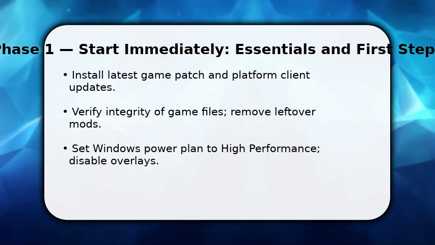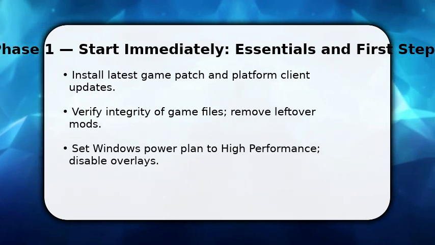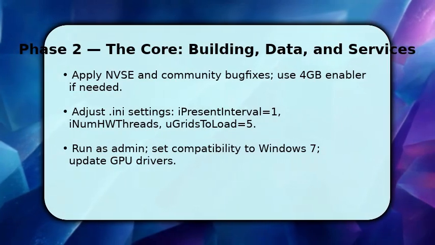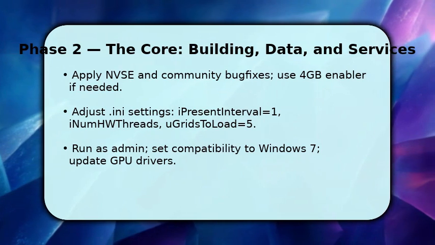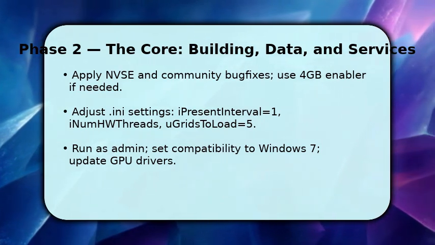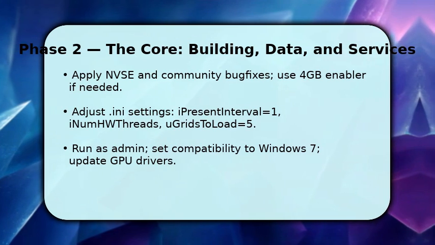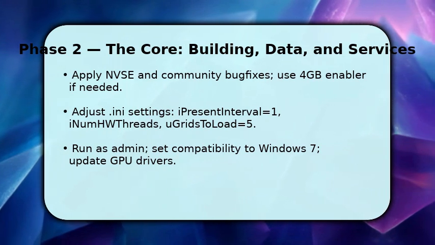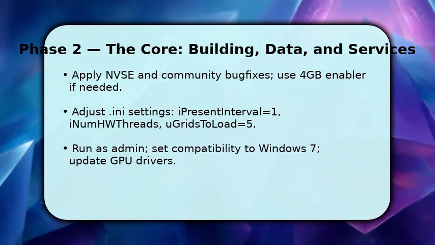Once baseline is clean, install NVSE and the official community bug fixes to patch engine limitations. These change how scripts and memory behave. Then adjust INI values, lock frame pacing with iPresentInterval, set iNumHWThreads cautiously, and lower uGridsToLoad to 5 to reduce memory pressure.